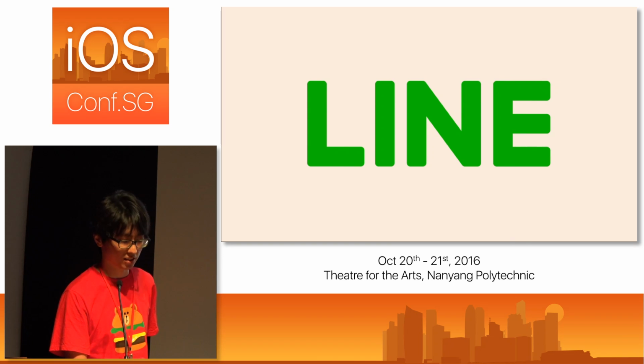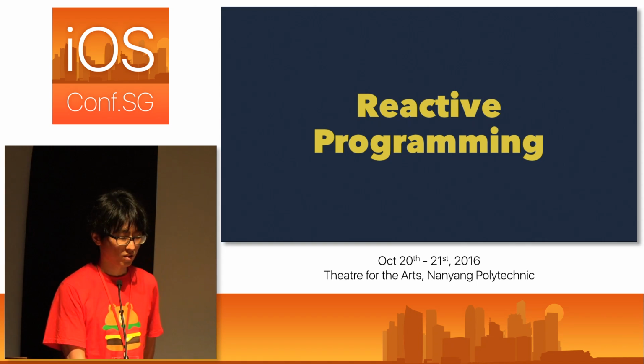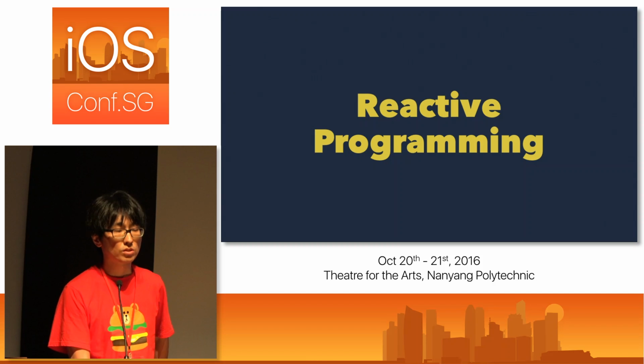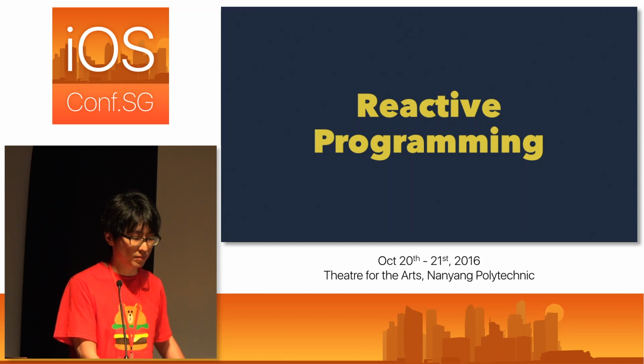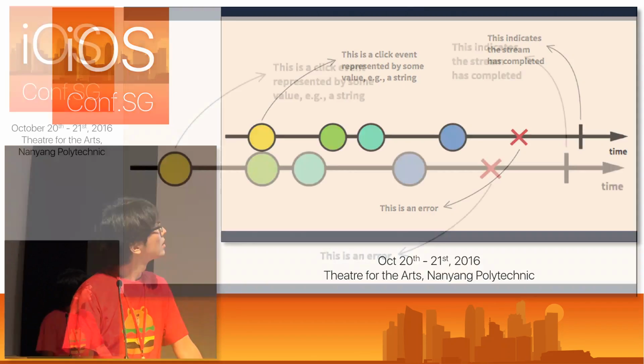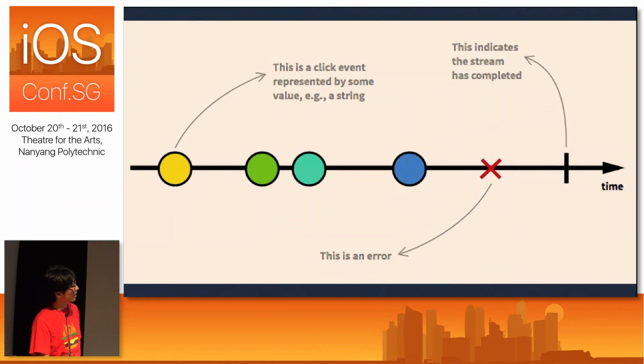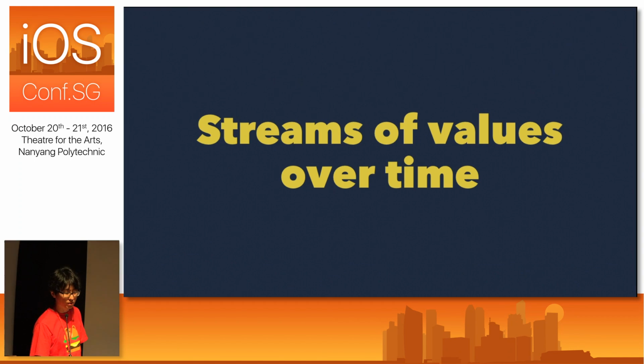So let's get started. What is reactive programming? To illustrate it in just one diagram, it will be something like this. The horizontal line is the time flowing to the right, and the circle represents the value that can be sent multiple times. And this flow will be terminated either by error, the x, or the vertical line, which is a completion. In short, reactive programming is a way of handling streams of values over time.